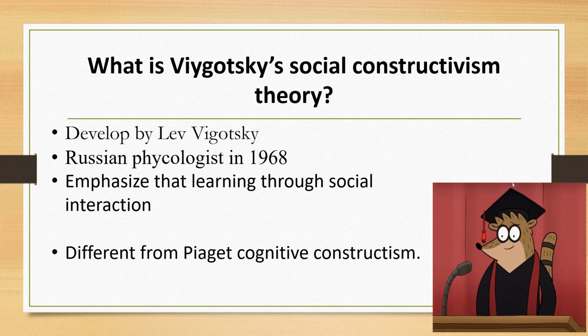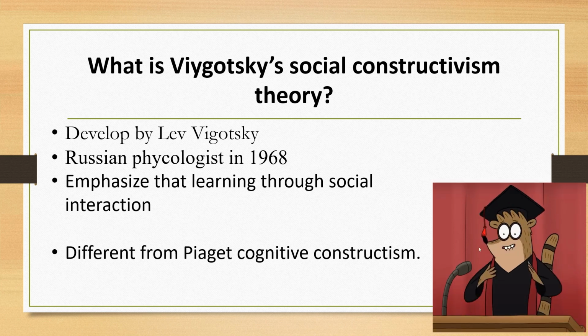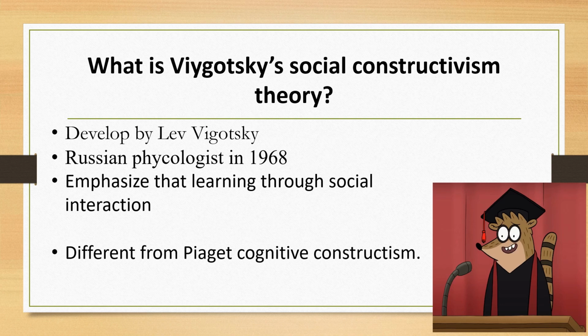These two theories have different standpoints on the learning mechanism. Cognitive constructivism emphasizes that learning is mainly developed through stages and is learner-centered, whereas social constructivism puts emphasis on the social interaction between the learner and a capable guide.